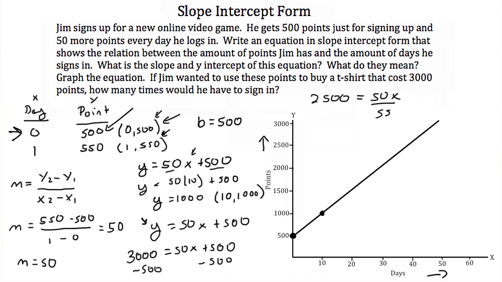So let's divide by 50. We're going to get x is equal to 50, or 50 days. So Jim would have to sign in for 50 days to get 3,000 points. Let's check this on the graph. If we go up from 50 and hit our function, and then go back to the y-axis, he does indeed need 50 days to get 3,000 points.